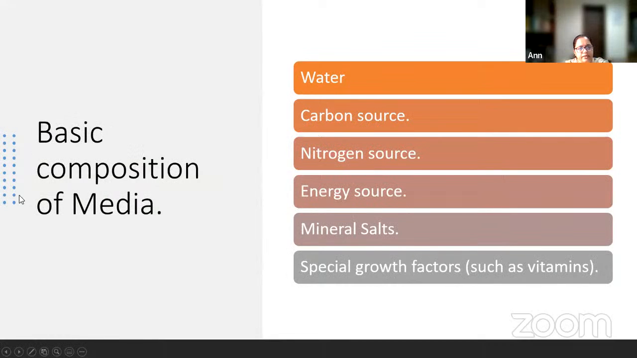So let's quickly look at the basic composition of a medium. Water, carbon source, nitrogen source, energy source. Sometimes we use just the carbon source as the energy source. In other cases, when we know that there is a specific requirement for energy, then we add small molecules or metal ions or any sources that are essential. Mineral salts and then special growth factors like vitamins are also added.